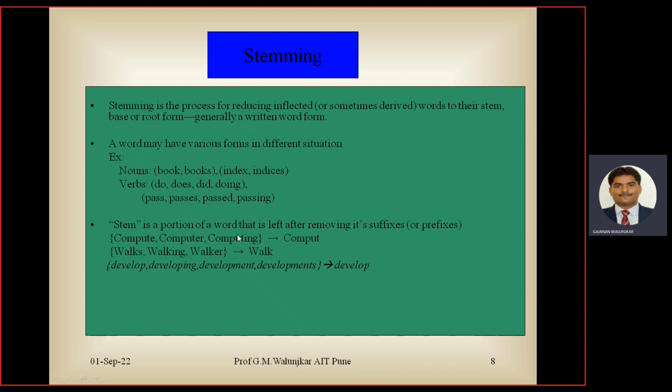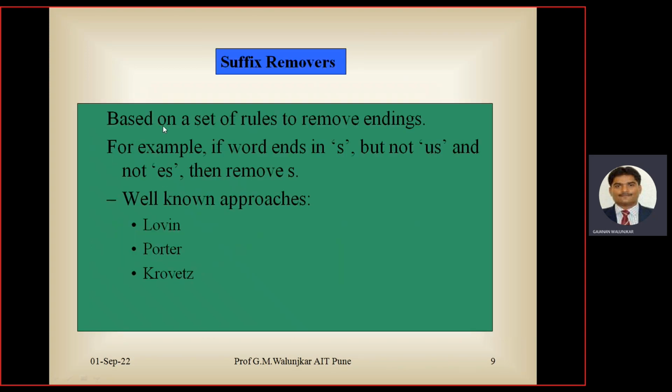A stem is the portion of a word that is left after removing its suffix. When you strip the suffix, whatever remains is called the stem. For example, if I take compute, computer, computing and apply suffix stripping, I remain with the stem compute. Another example: walks, walking, walker. Walk is the stem that comes out of suffix stripping. Suffix removal is based on a set of rules to remove endings like ing, ed, s. So you are supposed to remove such suffixes.